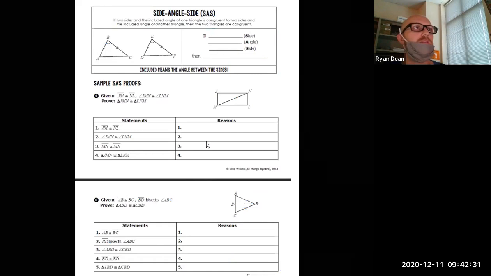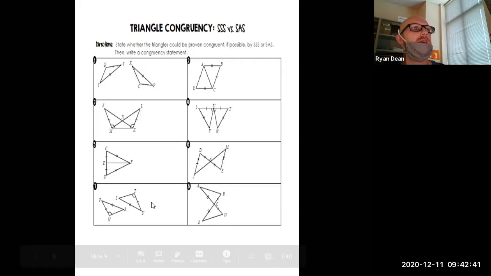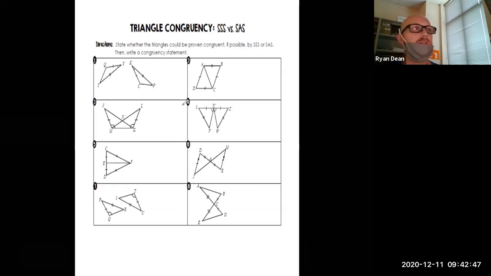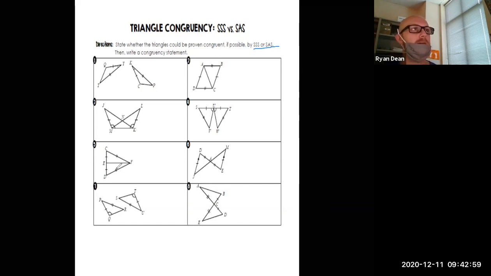So that's going to be it for side angle side. Even up here it's included, it just means that the angle is between the 2 sides. So this activity here is similar to some of the things in the quizzes. All you're doing is telling whether or not these are going to be congruent by side, side, side, or side, angle, side. You're not using any of the other ones in this specific slide.